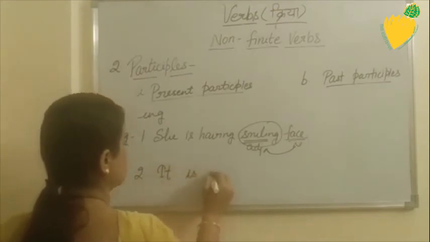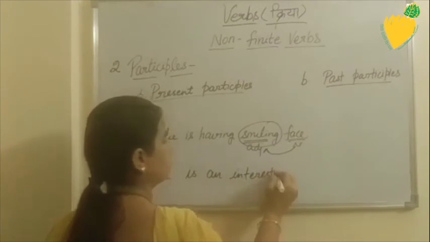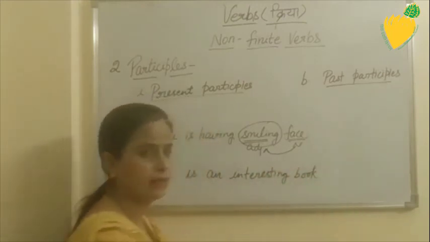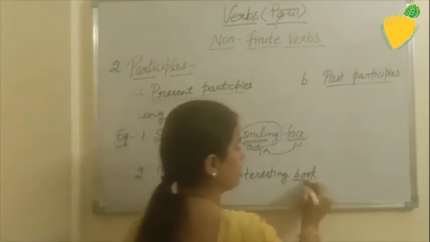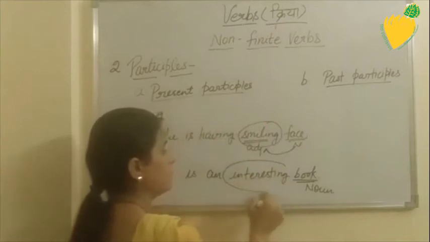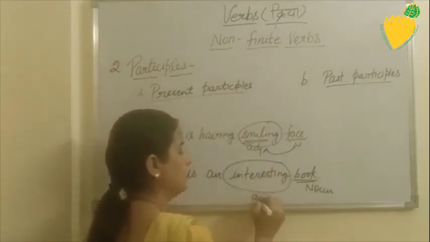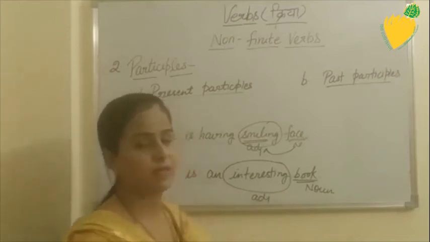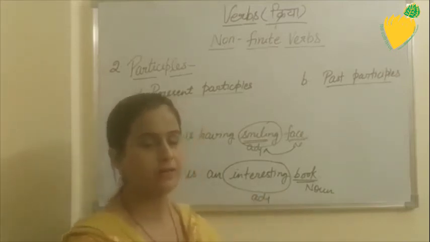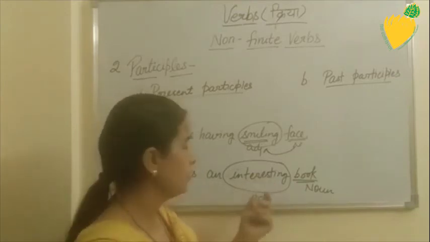Next sentence is it is an interesting book. In this sentence, book is the noun and interesting is coming before this noun, so interesting is an adjective, but exactly interest is a verb and in this sentence interest is working as an adjective.